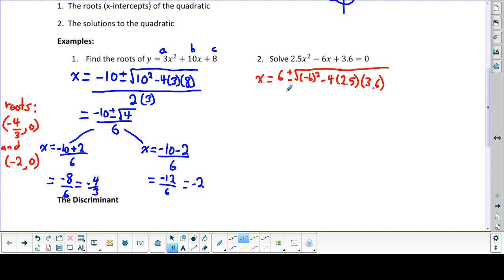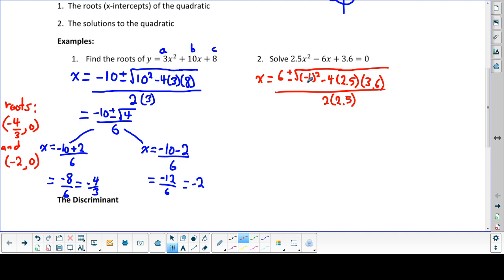Okay, all divided by 2 times 2.5. So I recommend every time you plug a number in, you put it in brackets, because here, where we have negative b squared, it's a negative 6 now. Still kind of looks like a b, my bad.